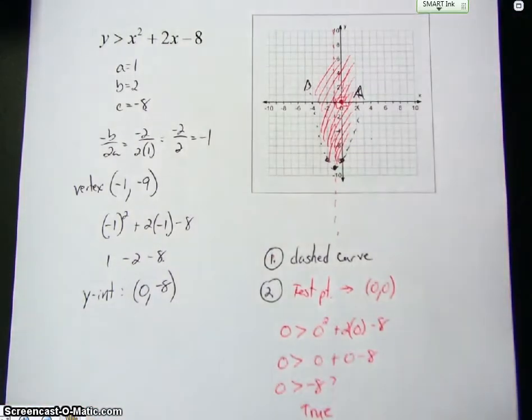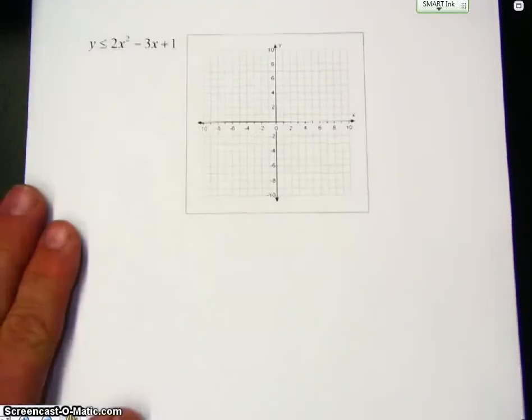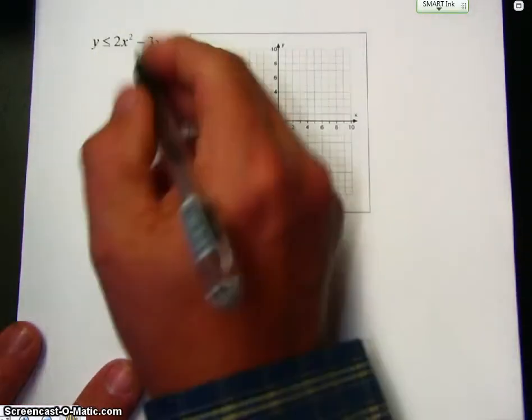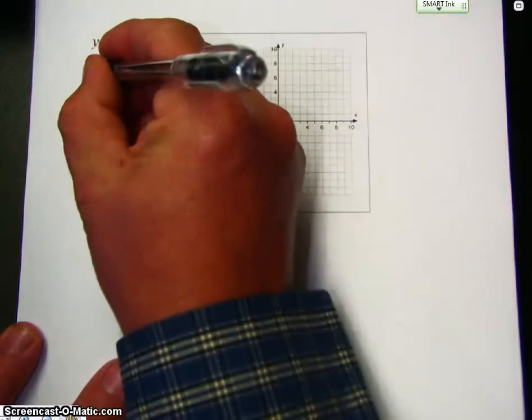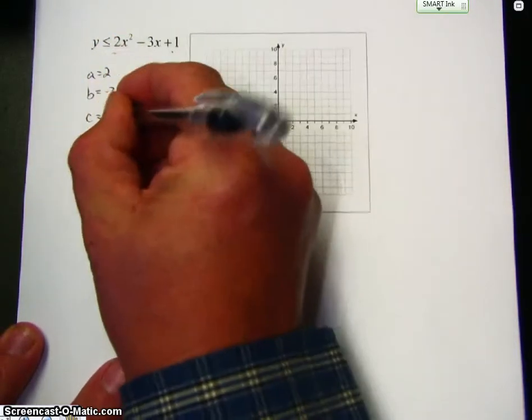Okay, and that's how you do that one. Let's do another example. This will be our last example. Hopefully this should be good enough. All right, standard form. So I'm going to use A is equal to 2, B is equal to negative 3, C is 1.